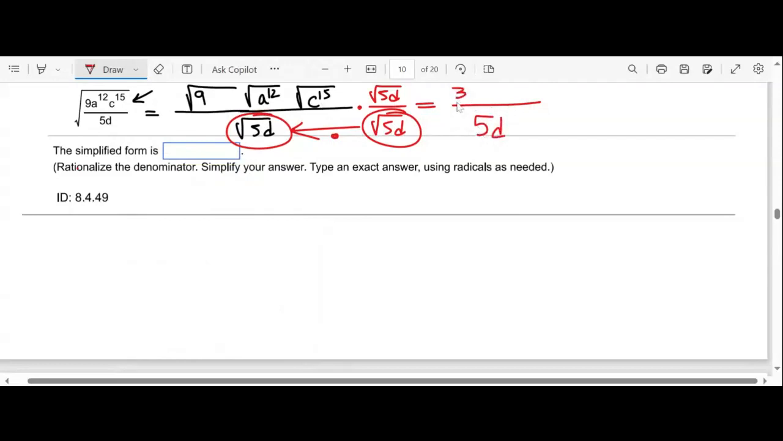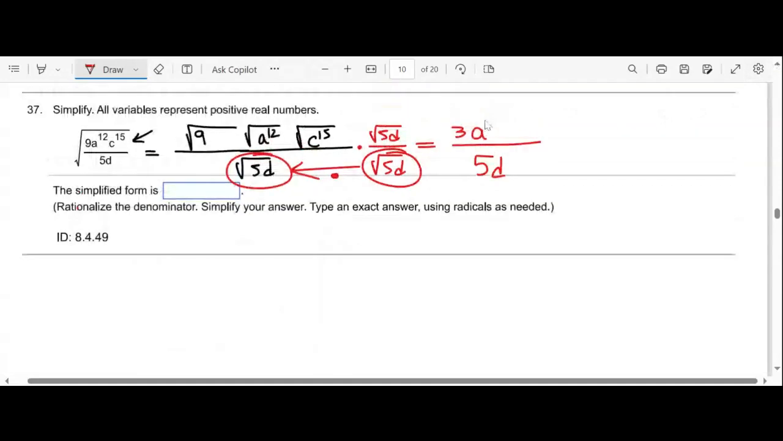Now what about the top? The top is easy. 3 to the power of 12 divided by 2. And then c to the power of 15. I cannot divide 15 by 2 because you're going to get a decimal point. You're going to get 7.5. So this is not possible. So I have to split this into c to the 14 and c to the 1. Now this divides by 2, and this stays under the square root. And don't forget that we still have 5d outside as well.